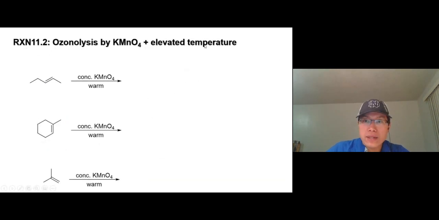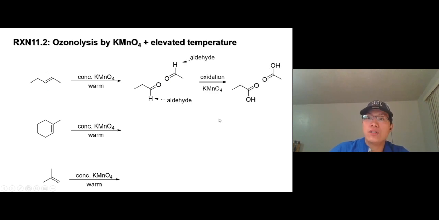Now the other way: instead of ozonolysis, we use potassium permanganate under elevated temperature. It does further oxidation on the aldehyde. Let's take a look. Same compound right here, just like we did earlier. You get 2 aldehydes right here, and the aldehydes will be further oxidized to carboxylic acids because we heat it up. So if you see concentrated permanganate and warm temperature, turn aldehyde into carboxylic acid. This guy right here, cut the bond right there, so you get that.